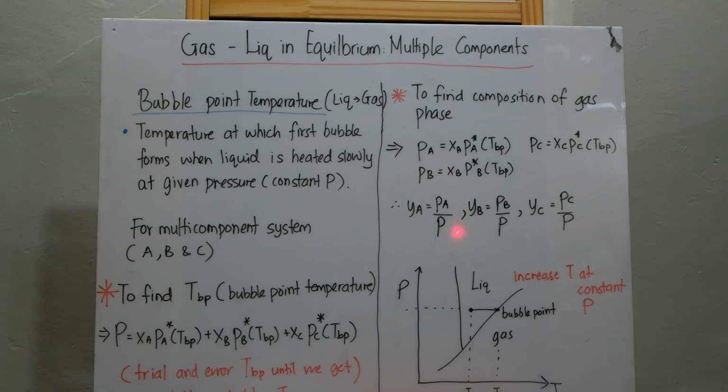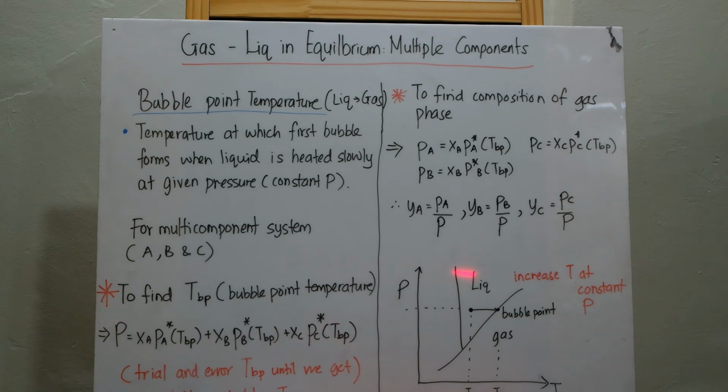equation from the previous chapter. So to find the composition for A at this TBP, yA equals the partial pressure of A divided by P. This is the pressure of the system that you already know. Okay, for yB, this is the equation. For yC, this is your equation. Then you can solve for the composition of your gas phase.